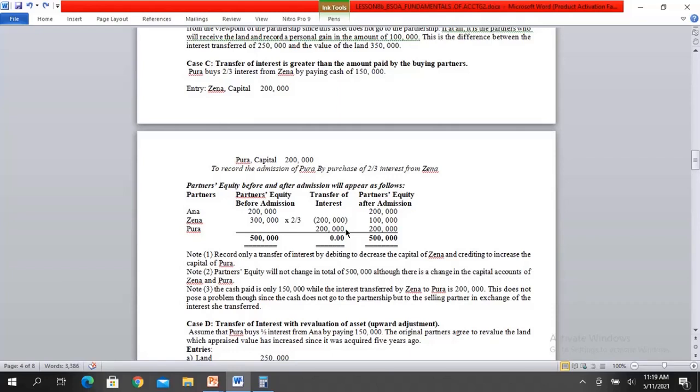Ayan. So ngayon, i-entryhan natin, babawasan syempre natin yung 2/3 dun sa interest ni Zina. Ayan, so babawasan natin ng 200,000, kaya natin siya ide-debit ng 200,000.